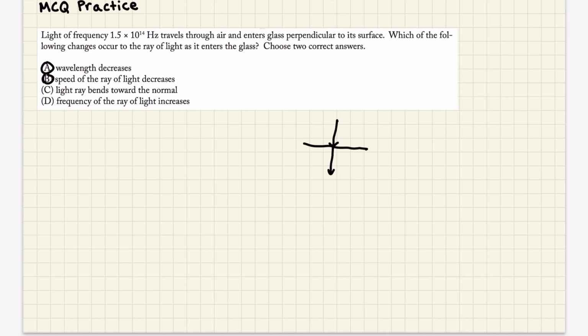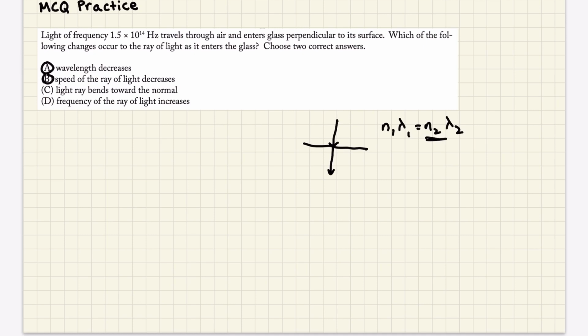It says choose two answers. We already eliminated C and D. Let's just see why that's the case, though. Snell's law is one thing we can use, but that has to do with the angle. We don't want the angle. Instead, we use the other thing we know, which is n1 lambda 1 equals n2 lambda 2.